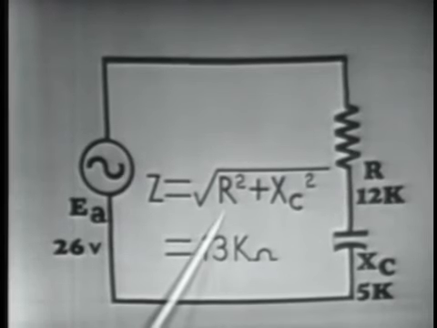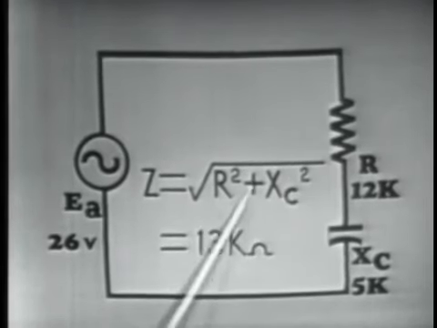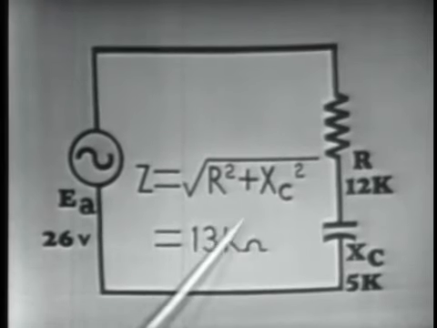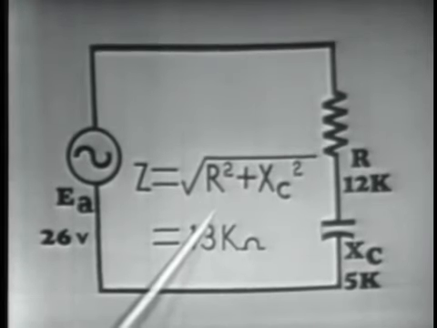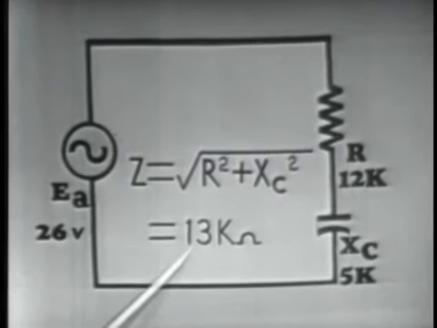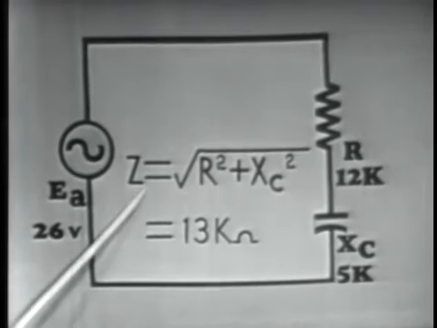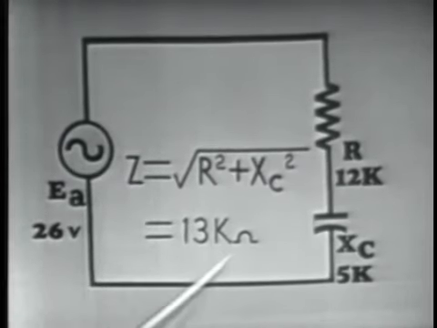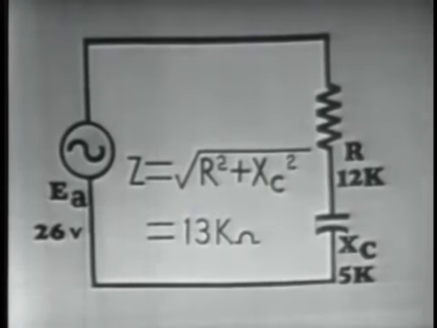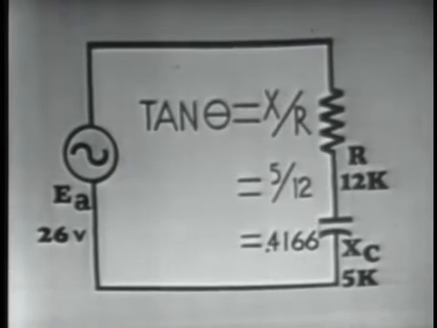Substituting into our formula, 12 k ohms: 12 times 12 is 144, plus 5 times 5 is 25. Added together, that is the square root of 169. Extracting the square root of 169 is equal to 13. Of course, our answer is expressed in k ohms. So once again, we have an impedance determined by Pythagorean theorem equal to 13 k ohms, the same as that we determined graphically.